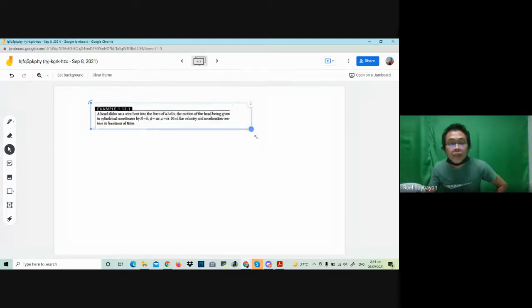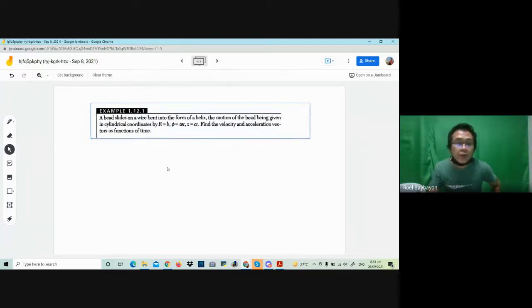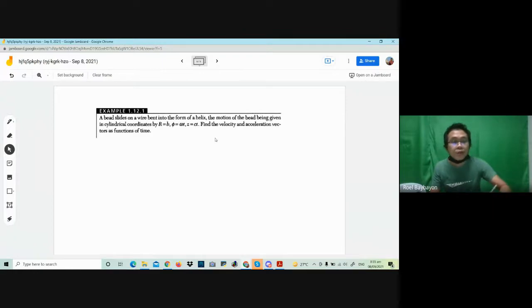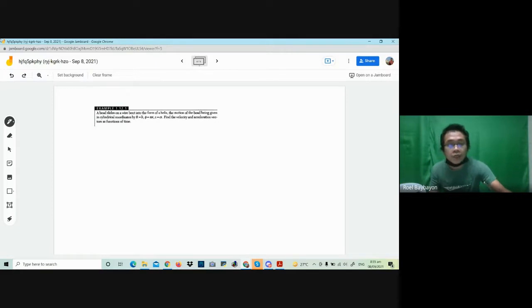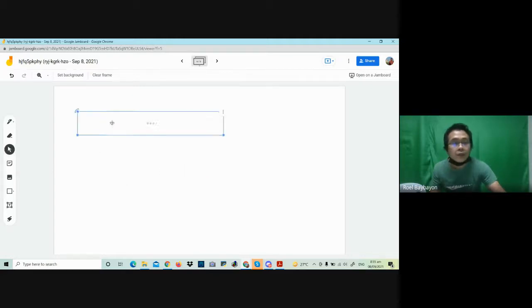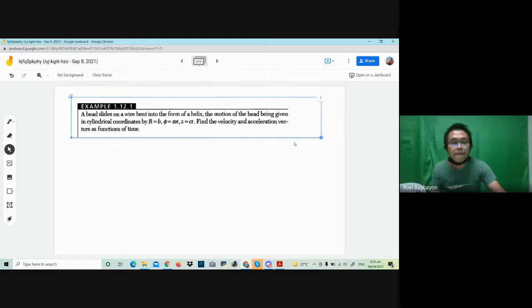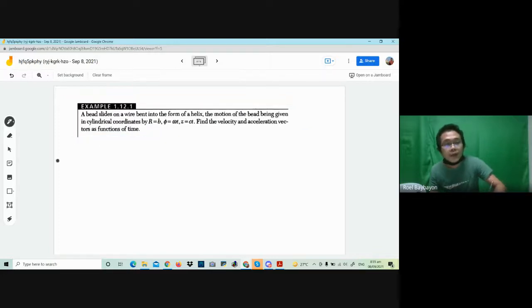Okay, so for example, a bead slides on a wire bent in the form of a helix. So, ang forma sa imong wire is ngani? Pataas na lang. Saka na lang para makita na to nga cylindrical gid siya, no? Ni gamay ano siya. Okay. So, ang forma niya is pana.